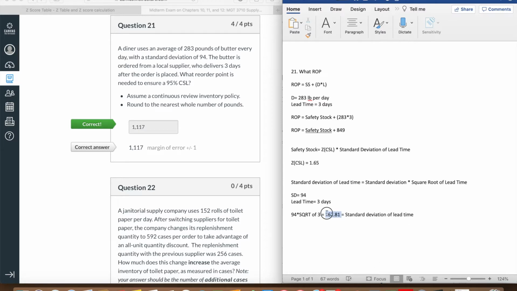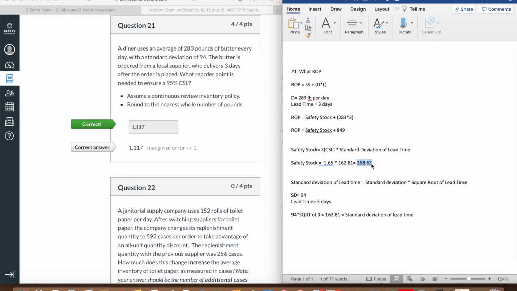Now, we take this number, copy it back here, and multiply it by the Z-score, and by doing this, we get the safety stock. When we do that math, we end up with the result that the safety stock is 268.63. Now for a lot of people, they finish here. However, the problem is not done yet. This is just the safety stock. Remember, we're trying to find the reorder point.